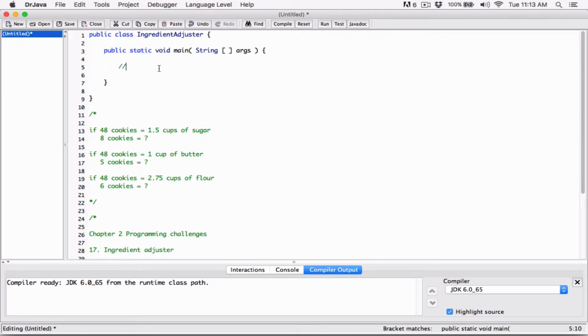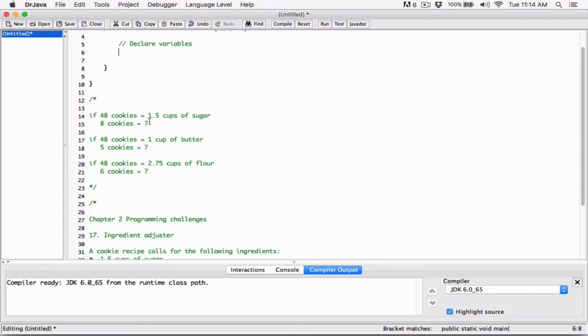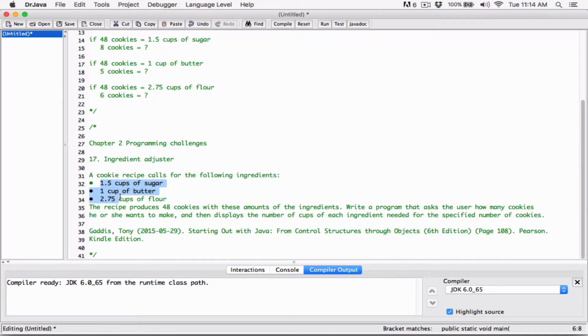Okay, so as always, we will declare some variables. I would like to store these values in variables: 1.5, 1, and 2.75. Those are going to be the cups of, for example, 1.5 is going to be the cups of sugar per 48 cookies, because for every 48 cookies, you need 1.5 cups of sugar. This is going to be the cups of butter per 48 cookies, 1 cup per 48 cookies.